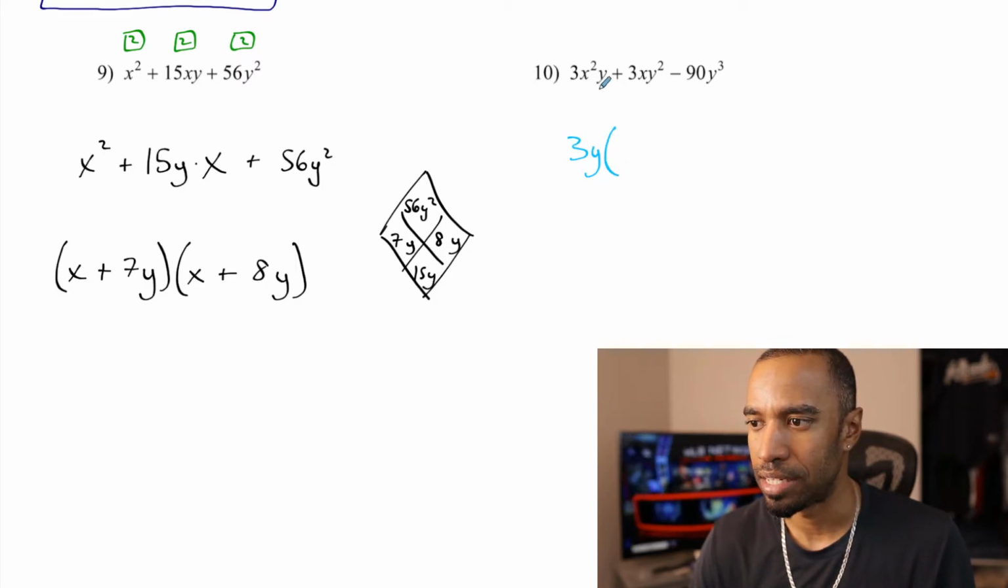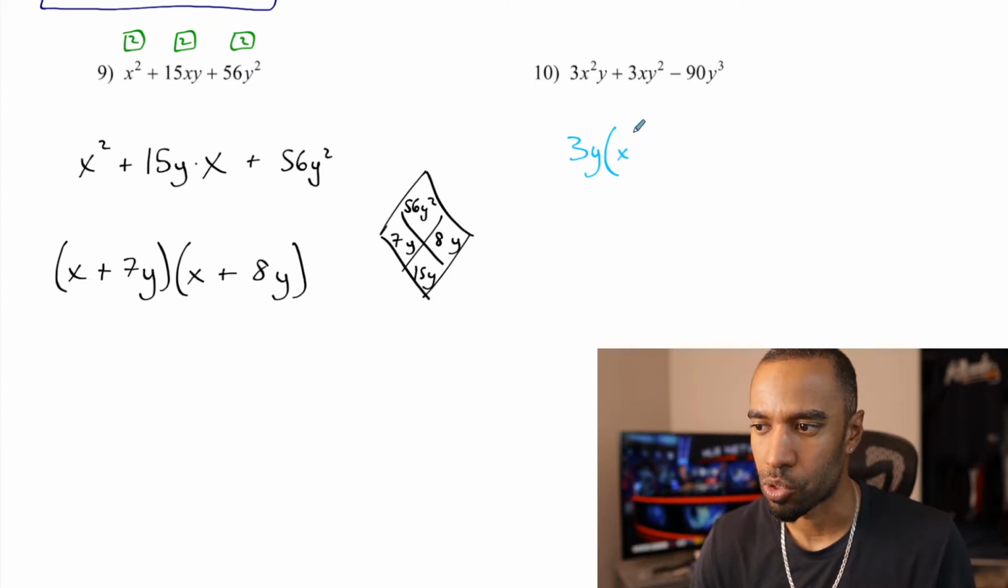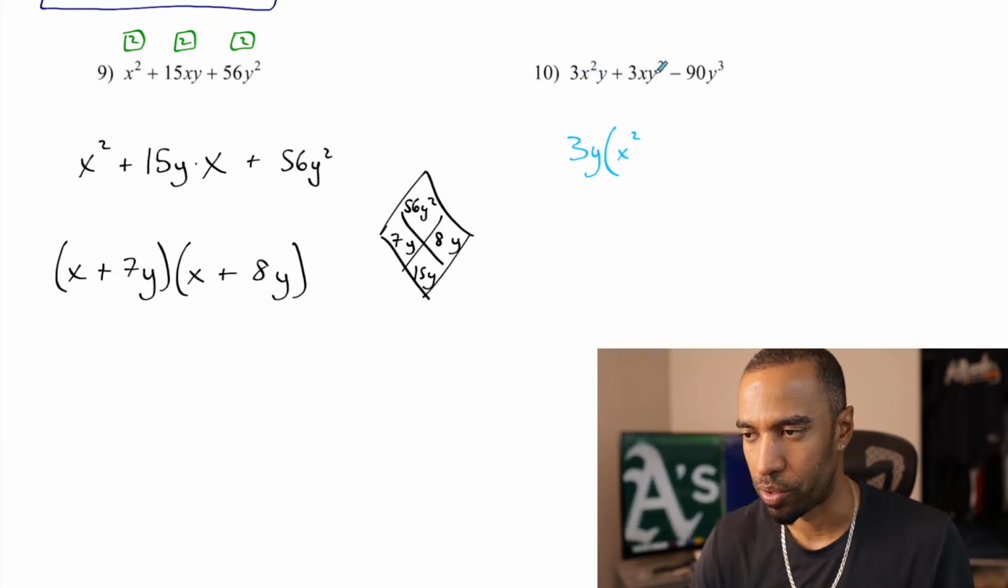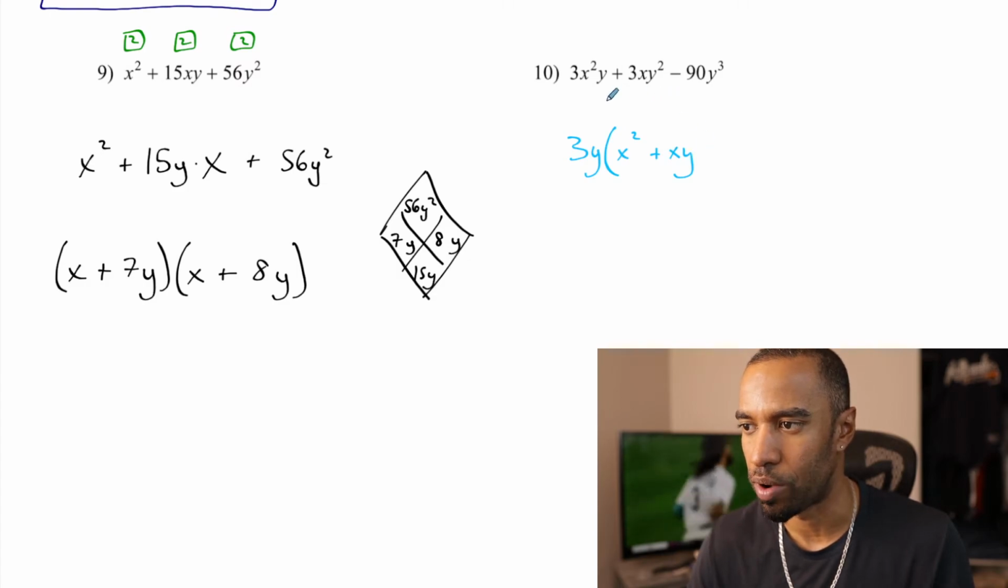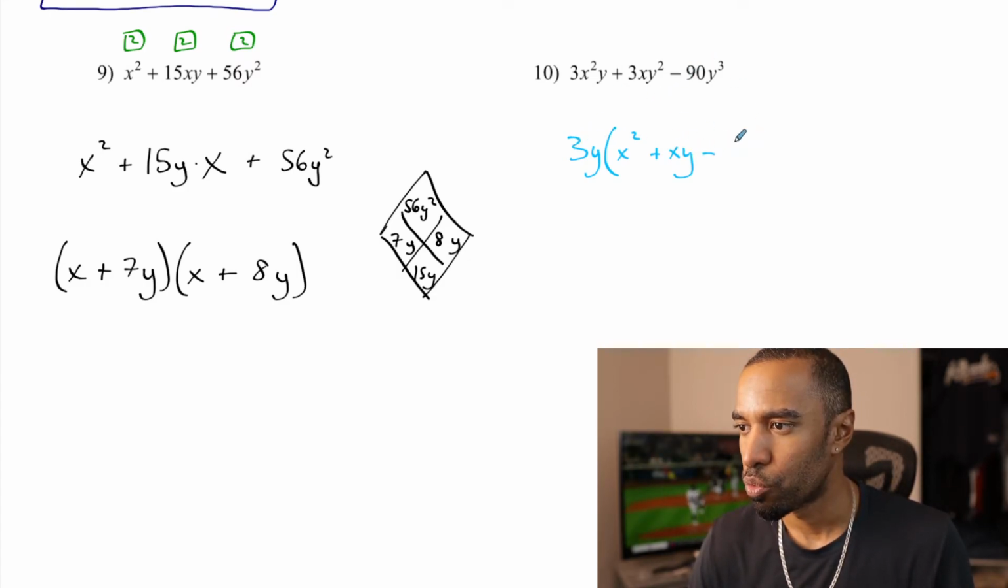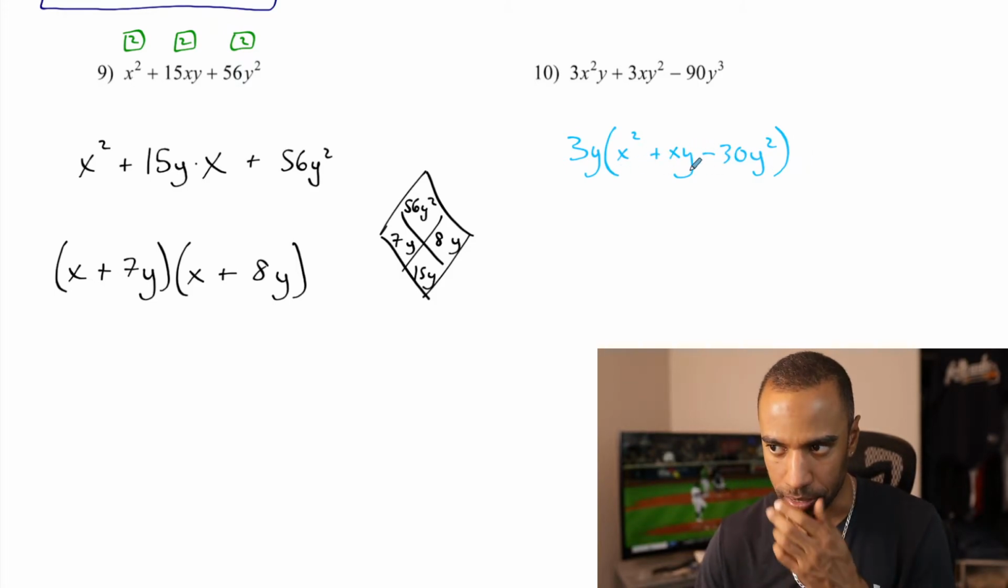What remains? 3y times what is 3x squared y? 3 times 1 is 3. I factored out the y as well. All that's left is x squared. 3yx squared is 3x squared y. 3y times what is 3xy squared? Once again, 3 times 1 is 3. There's an x I need to place in, and I factored out a y, but y times y is y squared. So there's an xy. Minus 3 times 30, or negative 30, is negative 90, and I factored a y out. Y times y squared is y cubed. So that's what remains inside here.